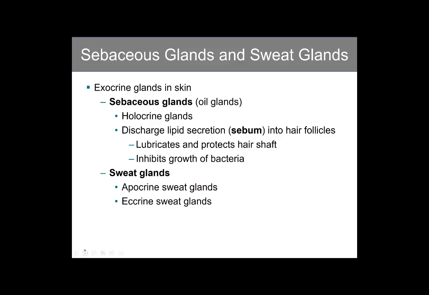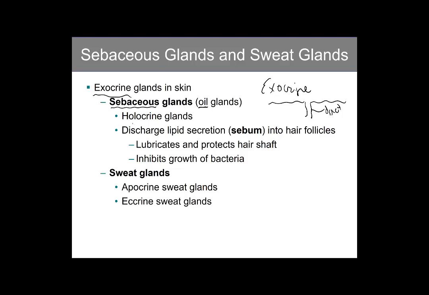First off, just to be reminded, exocrine glands can be compared to endocrine glands, and exocrine glands all have a duct that carries their product to the surface of an epithelial. So if a duct exists, then we have exocrine. Within the skin, we have several types of glands. The first one is sebaceous glands. Sebaceous glands are oil glands.